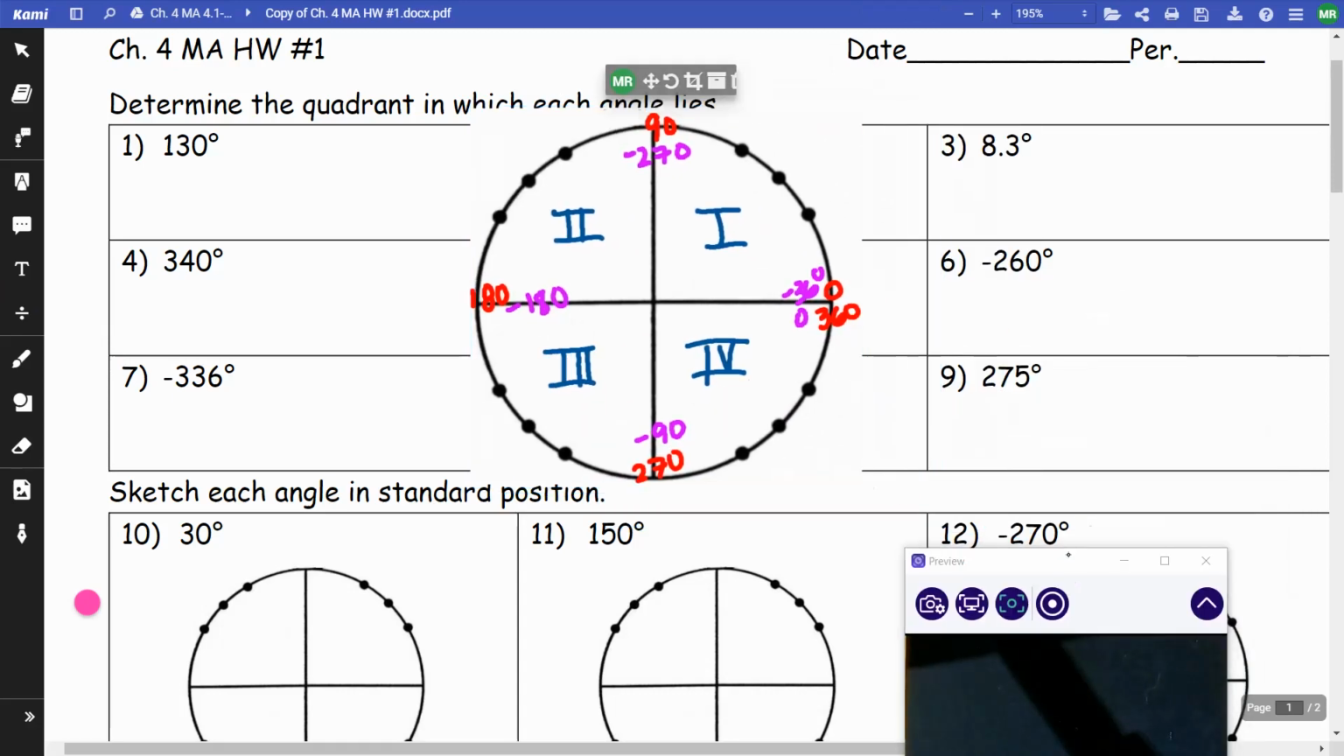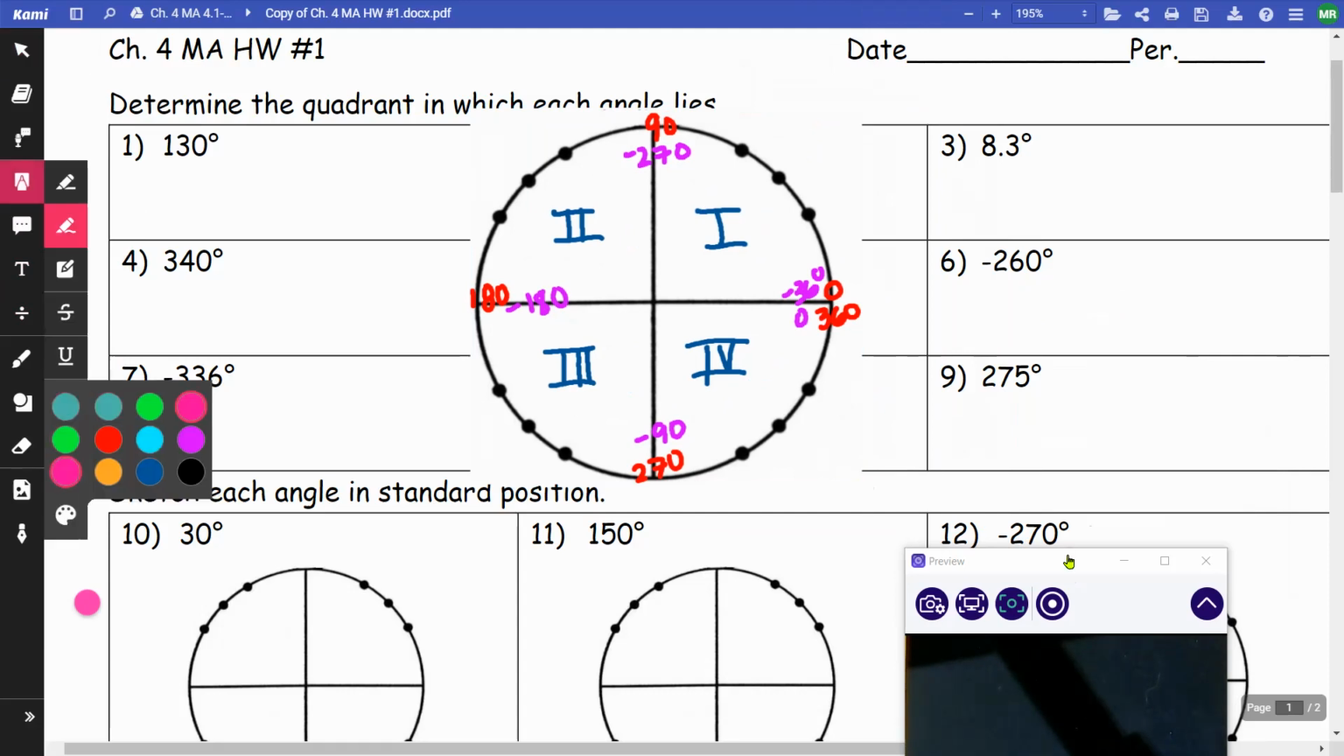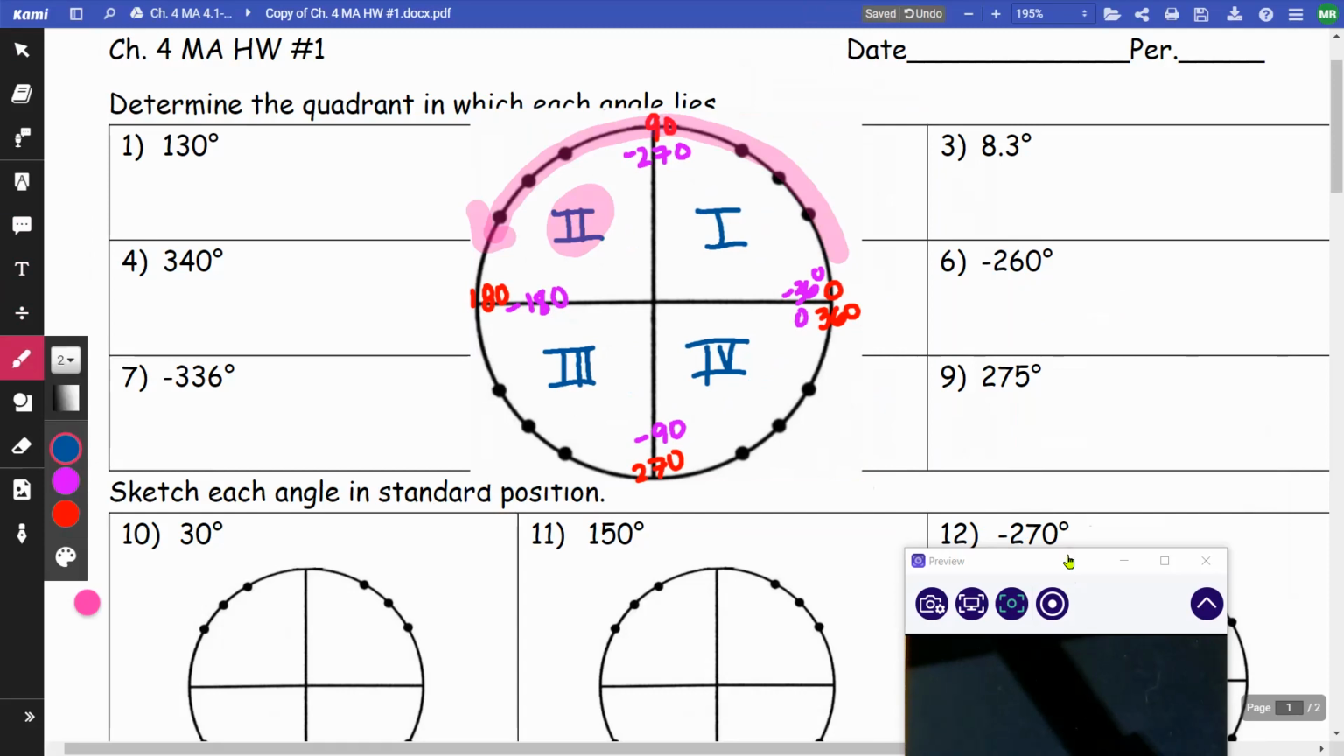Okay. So on the first one, let's get a highlight. This one is going to be right here in quadrant 2 because we are going this direction. And we're going this direction between 0 and 180. That's where I'm going to be. So this is going to be quadrant 2.